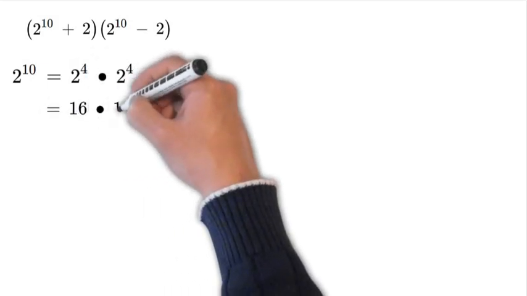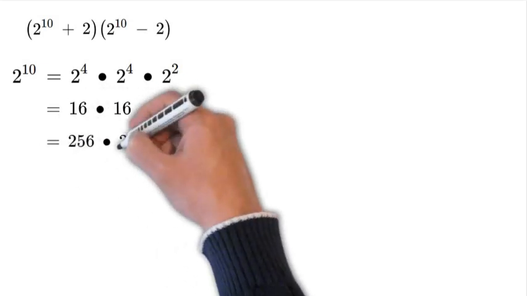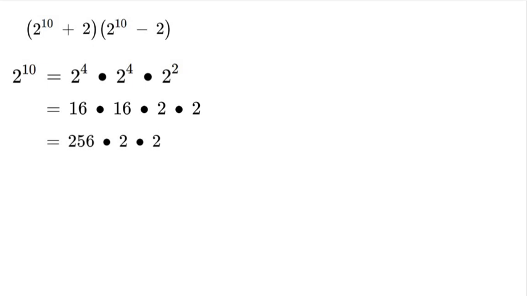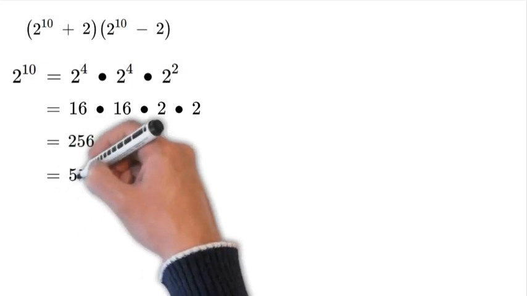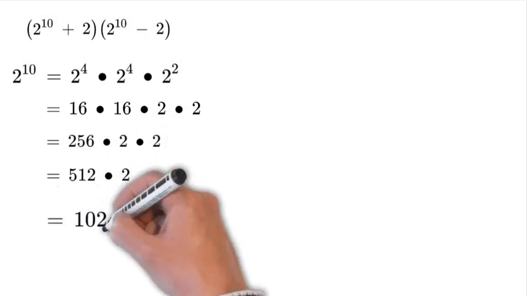2 to the power of 4 is equal to 16, so we now have 16 times 16. We're also going to break out the 2 squared into times 2 and times 2. Now let's multiply 16 times 16. That's a number you should have memorized. 16 times 16 is equal to 256, times 2 times 2. Now we'll multiply 256 times 2. It's equal to 512, times 2, and lastly, we have 1,024.